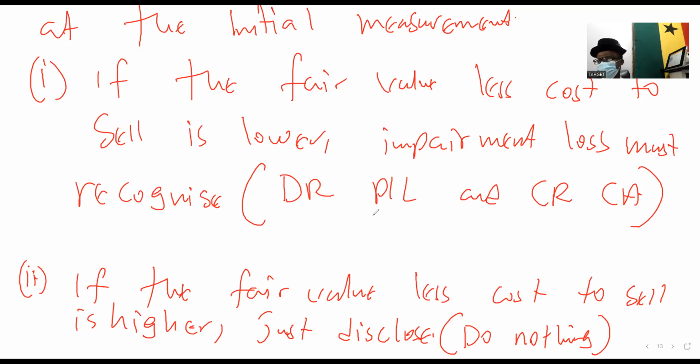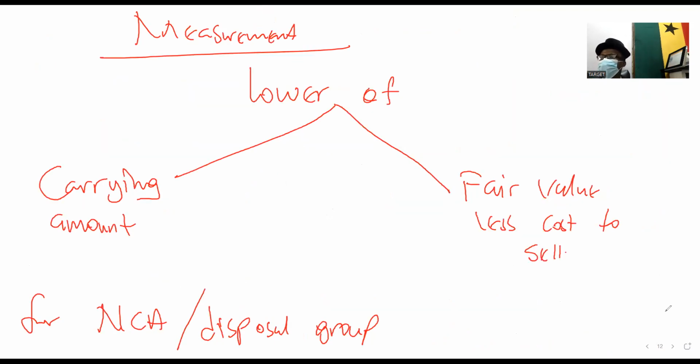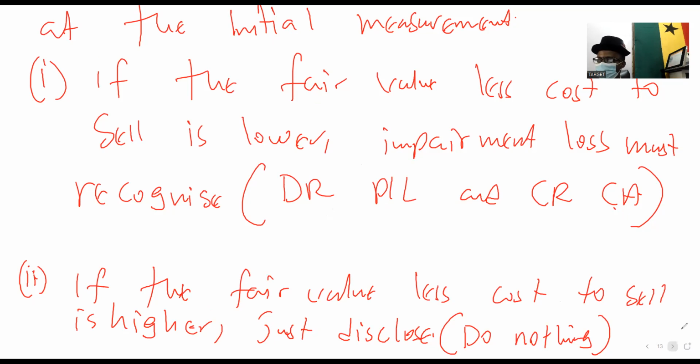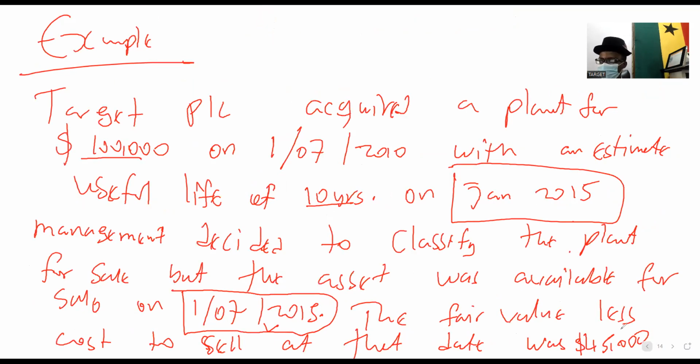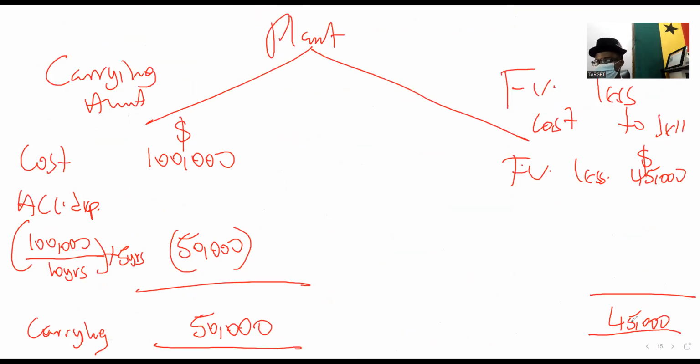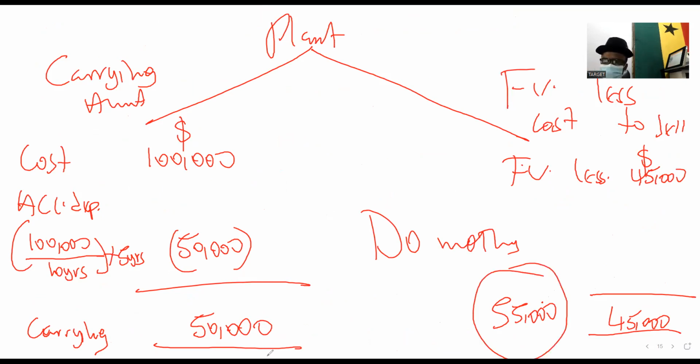Yes, when you are debiting P&L, it means you are treating it as an expense and you're reducing the asset carrying amount from 50,000 to 45, and that's all. So I'm done. So imagine in this question this side was, let's say, 55. You do nothing. In that case, you just disclose in the footnote that the fair value was above the carrying amount by $5,000 at the reporting date. Take notice.